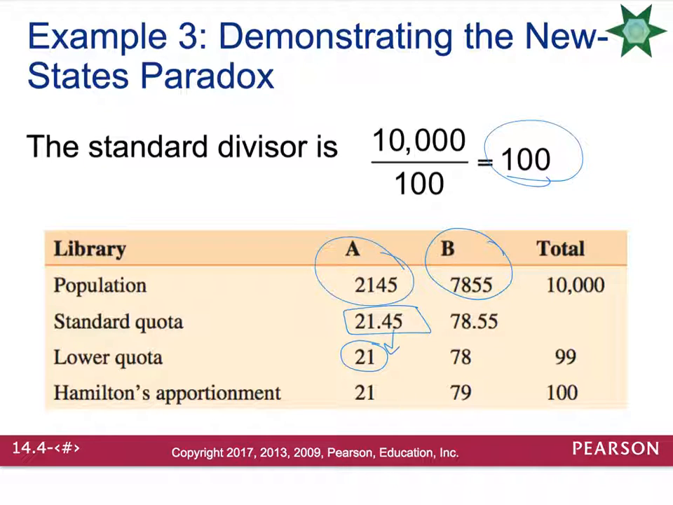7,855 divided by 100 is 78.55. And remember, Hamilton says to round down to 78. Well, if you add 21 and 78 together, you get 99, but you have 100 computers, so someone gets an extra one. So the higher decimal is the 0.55 on the 78, so Library B is going to get the extra computer. So Library A gets 21 computers, Library B gets 79 computers, add them together, that makes your 100 computers.